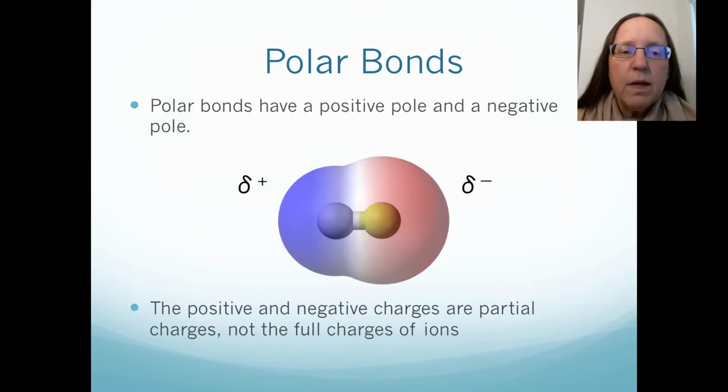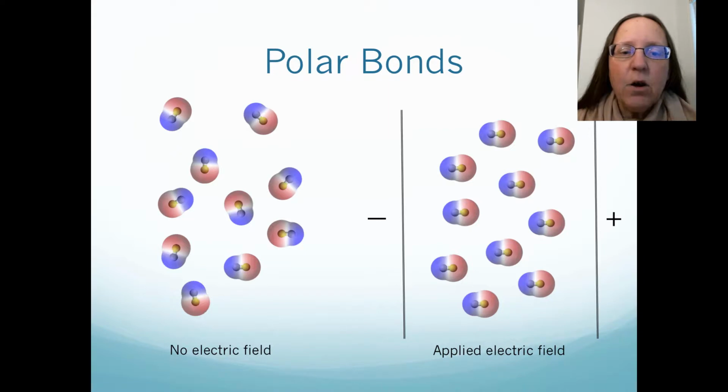The unequal sharing in a bond means that one side of the bond is more positive than the other side of the bond. The bond has a positive and a negative pole. Note that these are not full ionic charges, but partial charges, indicated by a lowercase Greek letter delta. If a container of, for example, hydrogen fluoride gas is placed in an electric field, the molecules will all line up with the positive ends pointing toward the negative electrode.